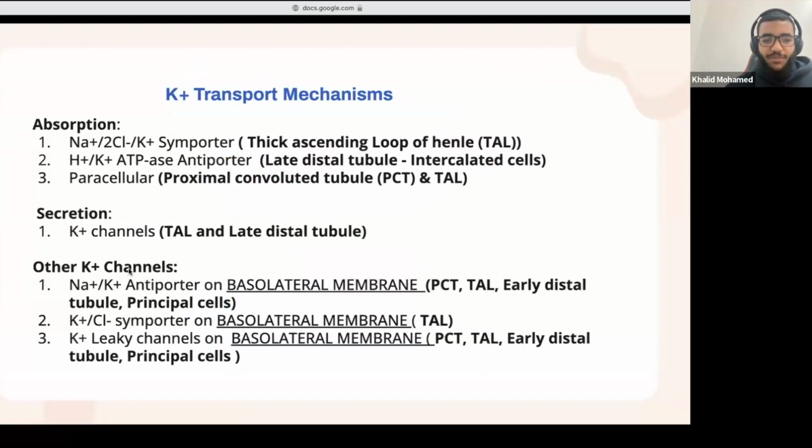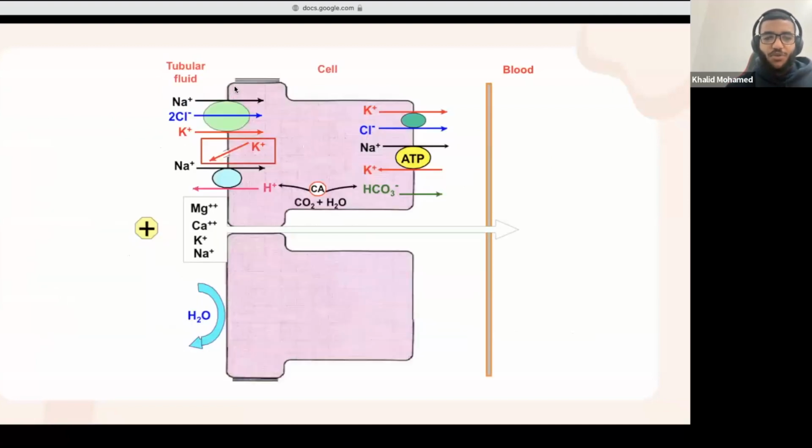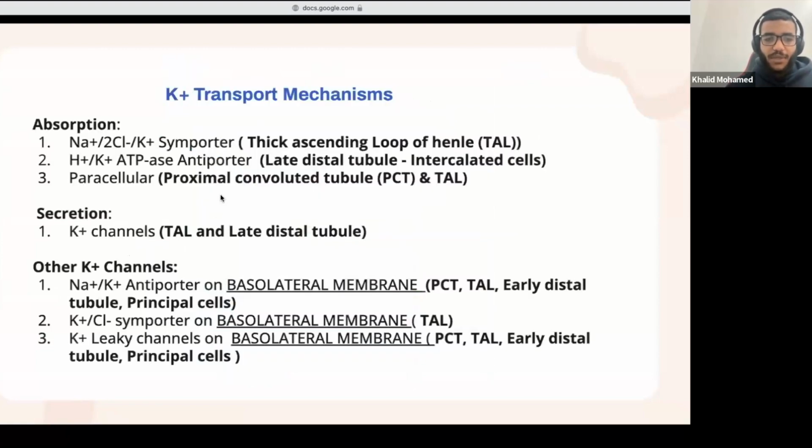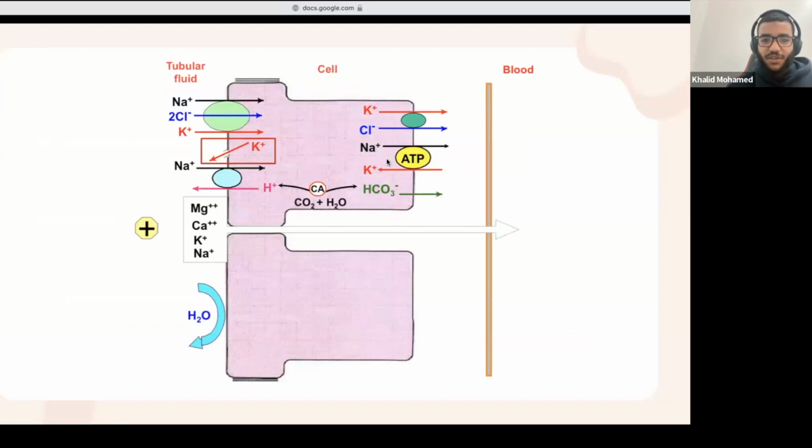And then other potassium channels that aren't mainly for absorption or secretion. One of them is the Na plus K plus antiporter on the basolateral membrane. So remember, this is the luminal membrane and this is the basolateral membrane. Don't let them trick you with this, okay? Basolateral membrane is from the cell into the blood, while luminal membrane is from tubular fluid into the cell, okay? So you have an Na plus K plus antiporter almost everywhere in the basolateral membrane. This is a method of absorbing sodium. After sodium enters, you want it to go into the blood, so you need this channel.